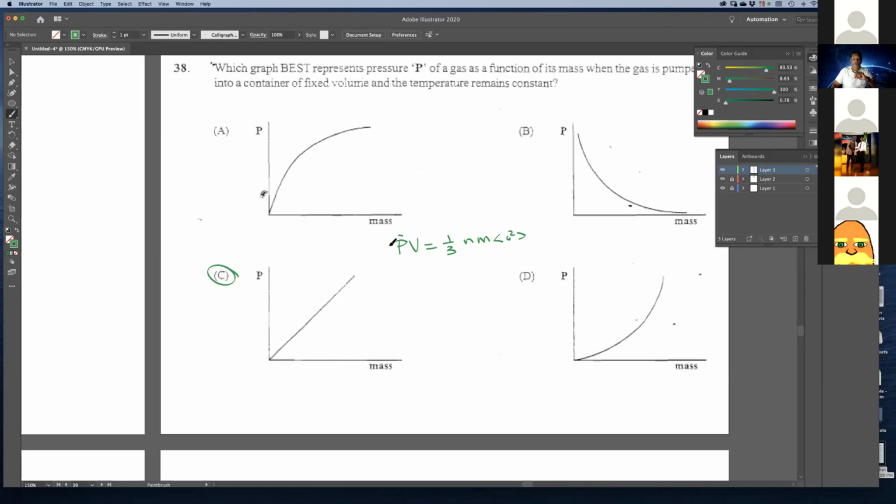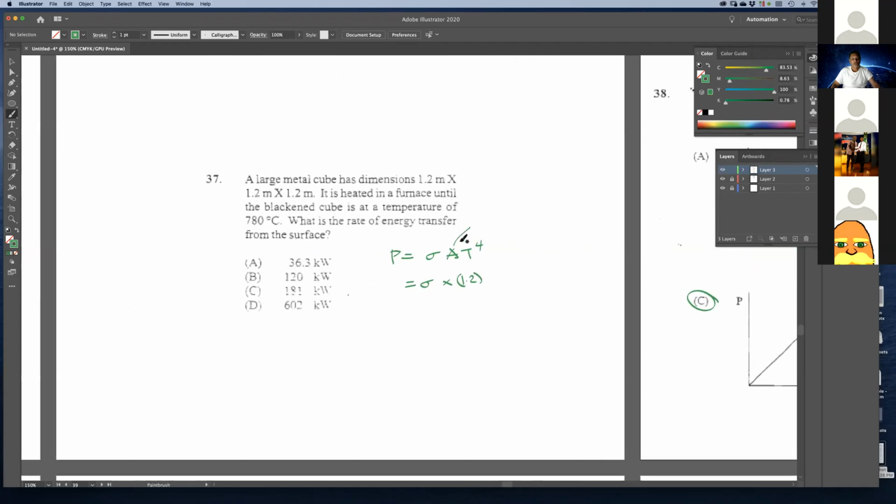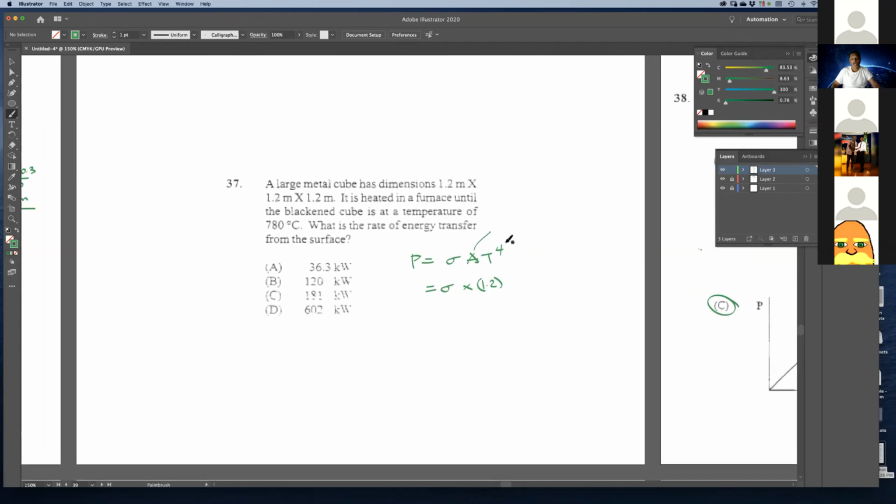And we can see that pressure is proportional to mass. So we have this relationship. All right, the question is, why is it to the power 4?